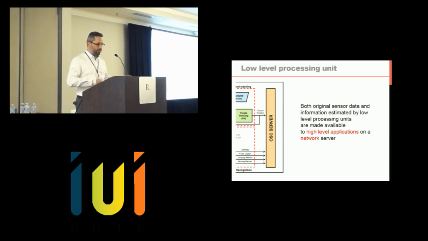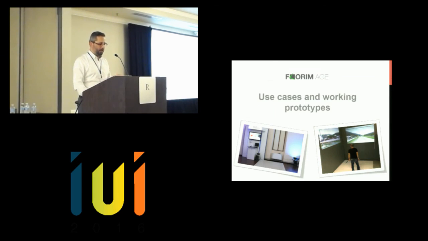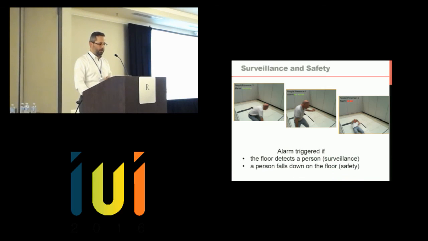Both the data from the low-level processing unit and high-level information are collected on a network server and distributed to a high-level application. Let me show some final prototypes. This is a surveillance and safety application. An alarm is triggered if the floor detects a person for surveillance, or if a person falls down for safety.